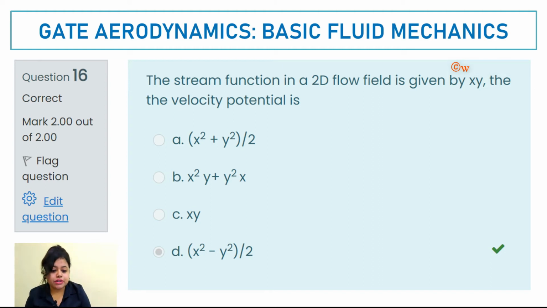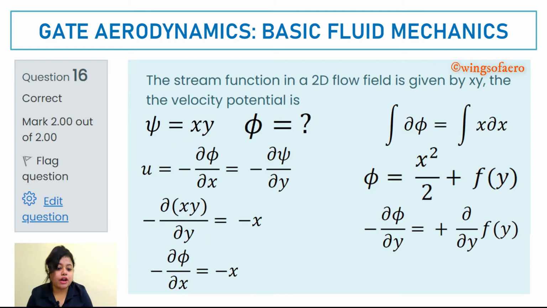The stream function in a 2D fluid flow is given by xy, that is, stream function equals xy, and from here we need to find out the velocity potential. Now there are a few steps that you have to follow.